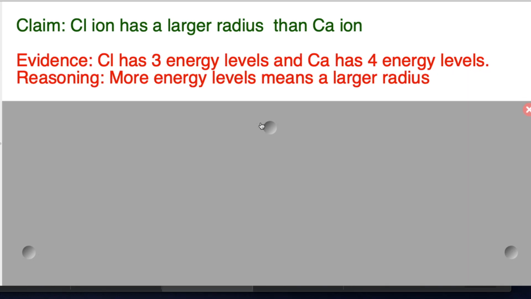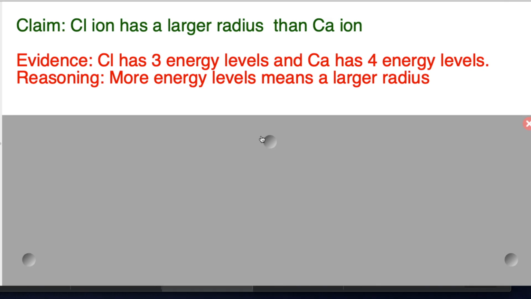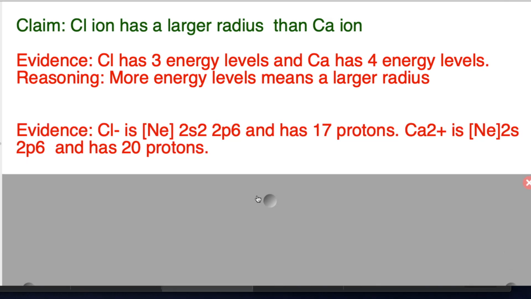The evidence: chlorine has 3 energy levels and calcium has 4. This is, again, not a way to punish the kids and not a way to say, aha, you're wrong. You're looking for misconceptions in the student's thinking, because if we catch them early enough, they don't become ingrained. They're not talking about the ions in this case. They're talking about the regular atoms. Let's look at another example of evidence and reasoning.